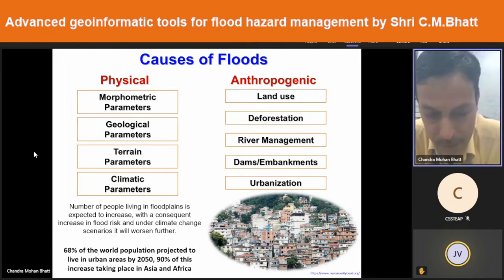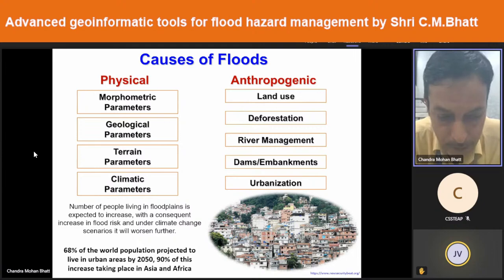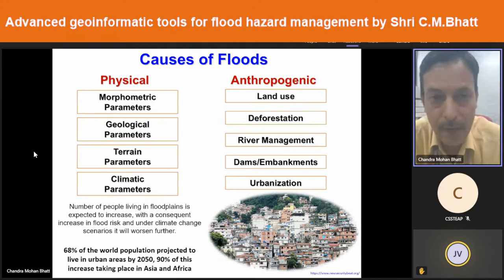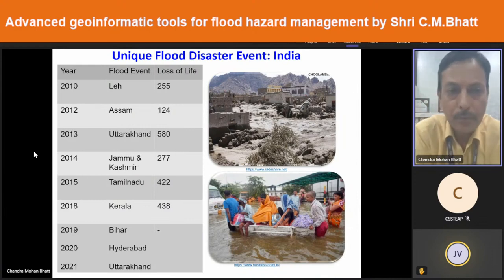And if you see, 68% of the world population is projected to live in urban areas by 2050. Around 68% will be moving to the urban areas by 2050. It has been projected, and 90% of this increase will take place in the African and the Asian continents. So that is why the pressure is increasing in the urban areas, and we have such kind of problem.